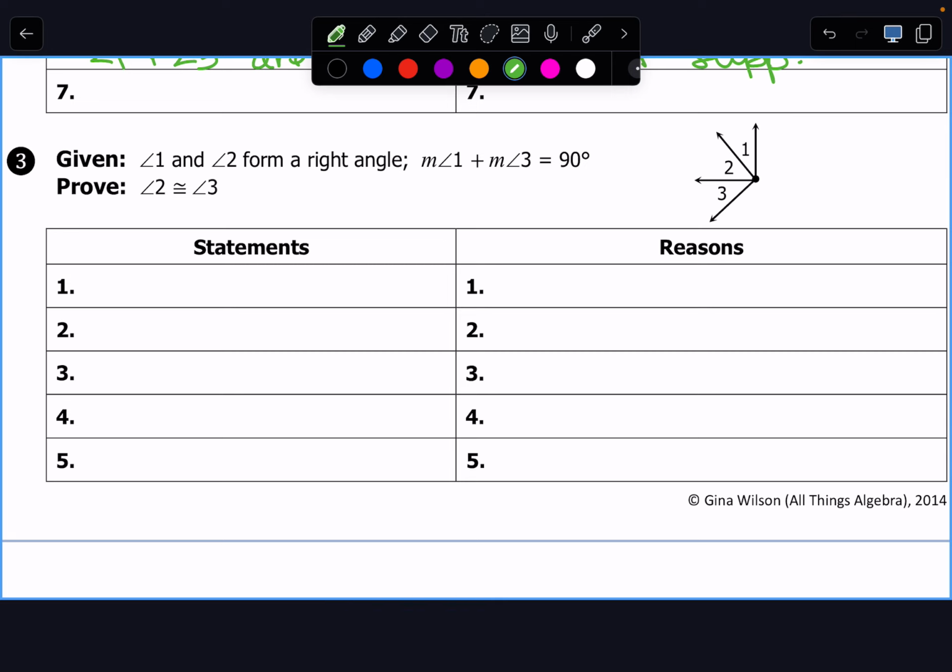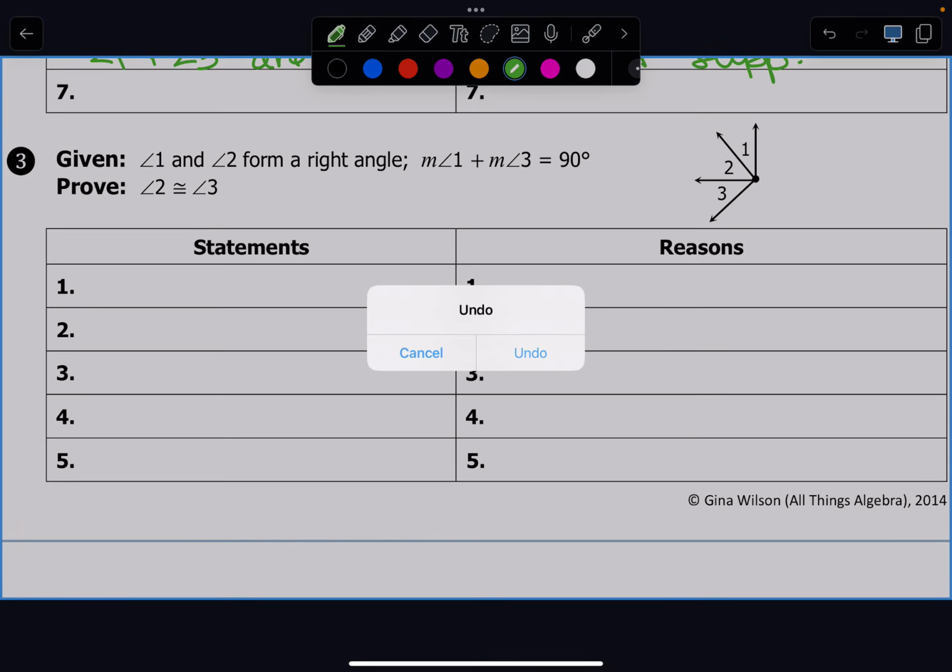Okay. What I want you to do, I don't want you to write anything down, but I want you and your table to talk through what you think we need to do in order to get to angle 2 congruent to angle 3. Talk through it. See what you think.